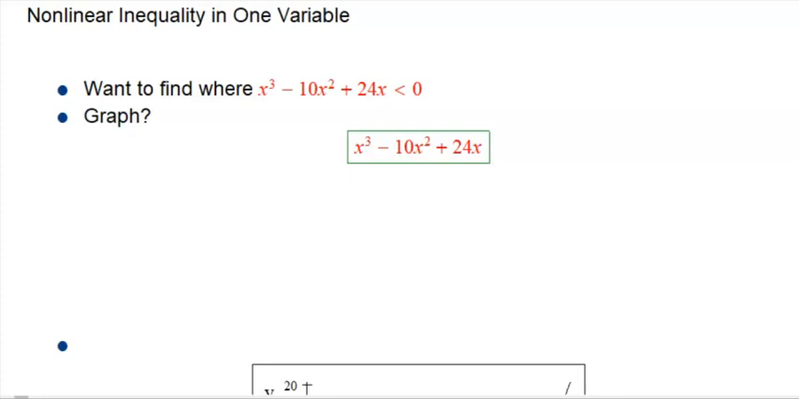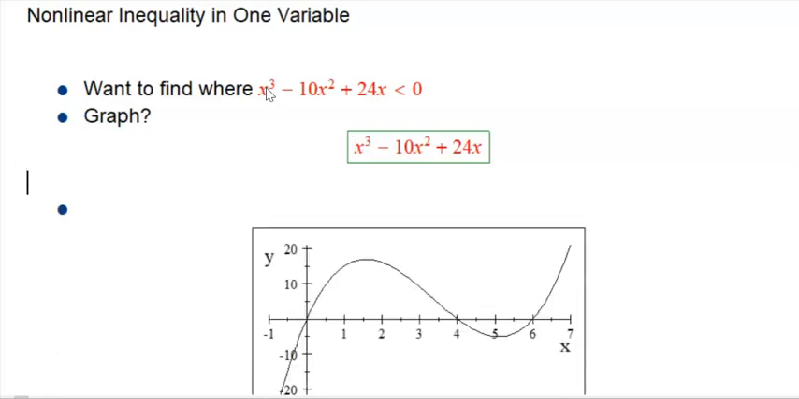Let's look at how to solve a nonlinear inequality in one variable. We want to find where x cubed minus 10x squared plus 24x is less than 0. So this is a cubic function. To get an idea of where this should go, I'm going to graph it. If we have technology, like a calculator, this is pretty straightforward. We can just graph it, and we'll get a sense of where that's less than 0 and greater than 0.